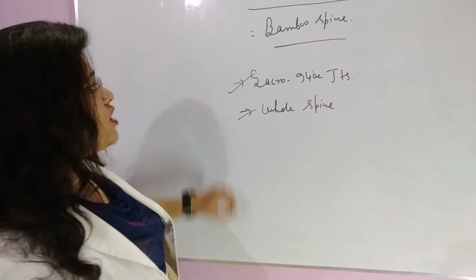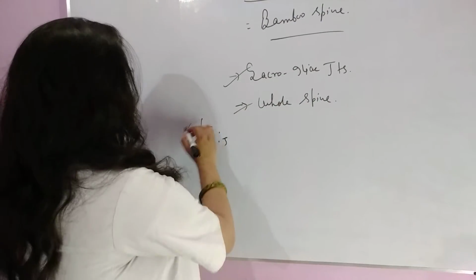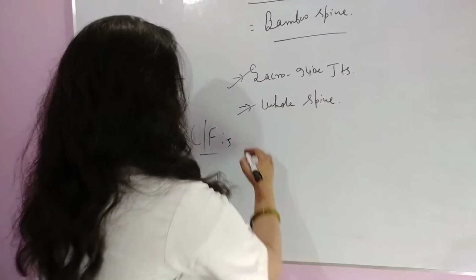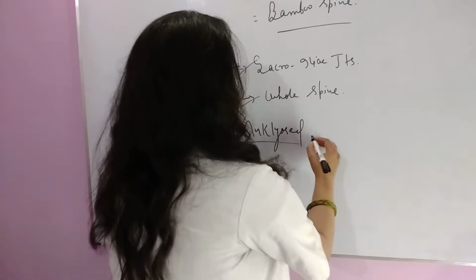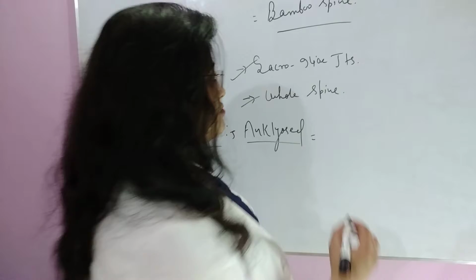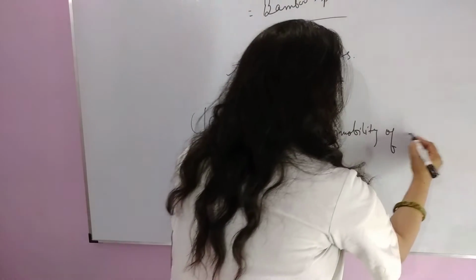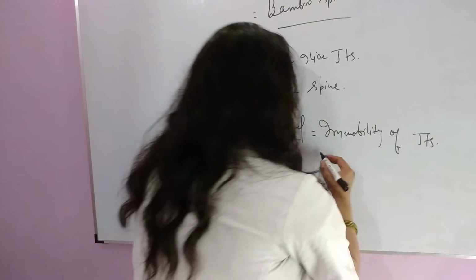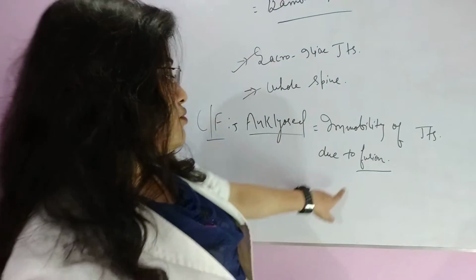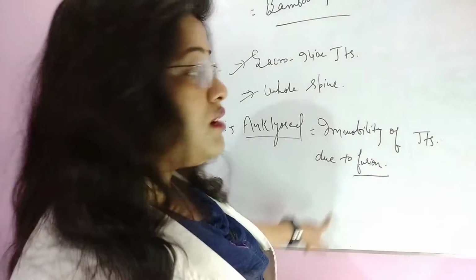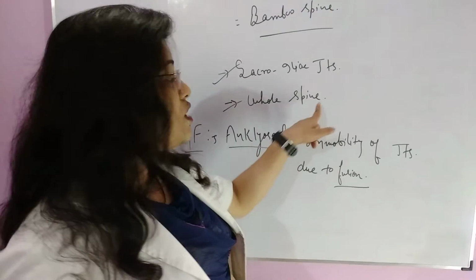Now, what are the clinical features of ankylosing spondylitis? As the name suggests, ankylosed means immobility of joints, basically sacroiliac joints, due to fusion of joints. Fusion of joints is a very important factor in the production of ankylosing spondylitis, and the joints mainly affected are sacroiliac, and sometimes the whole spine is affected.